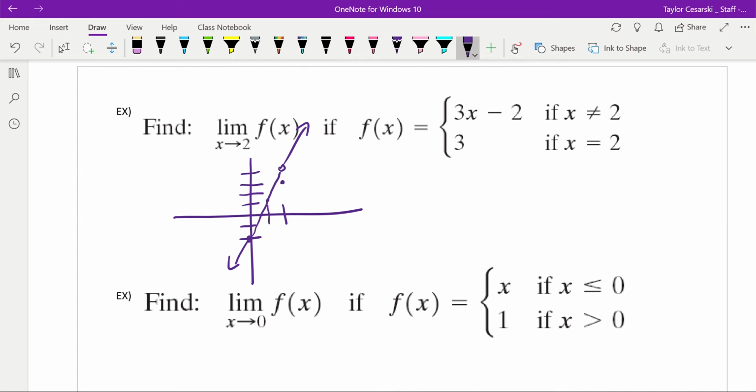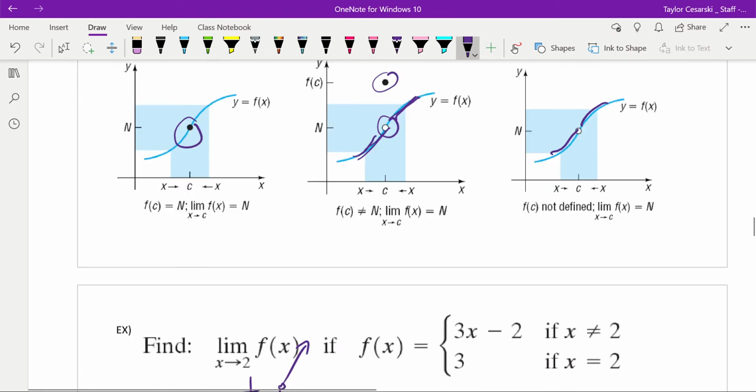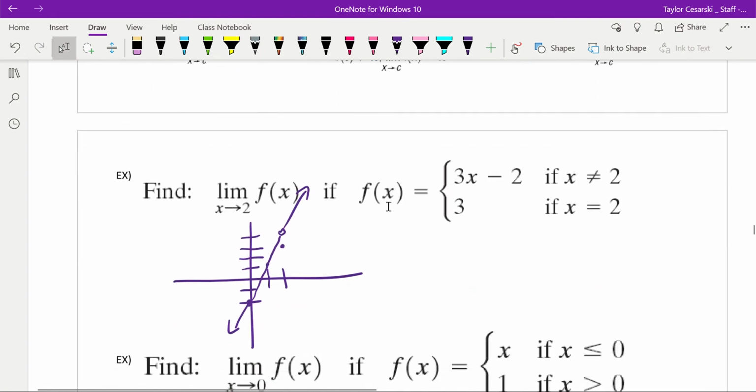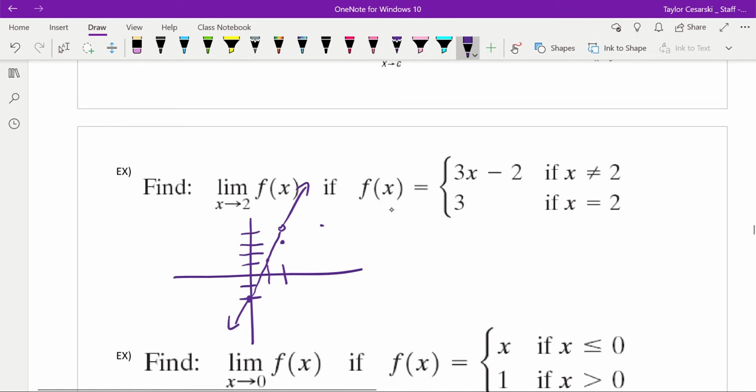So this is a situation like the second example back from right here, where the limit looks like this, but it's undefined. It's defined at a different point. Okay, so the limit is going to be this value right here. So what we're going to do to find that limit is you can just count up 1, 2, 3 over 1, so that's going to be at 4.